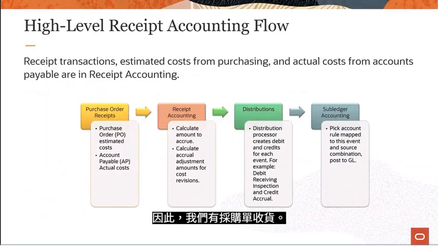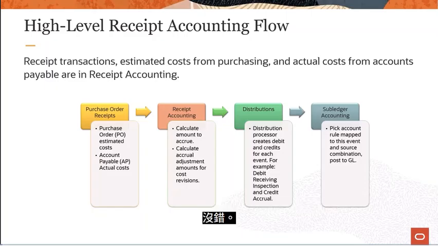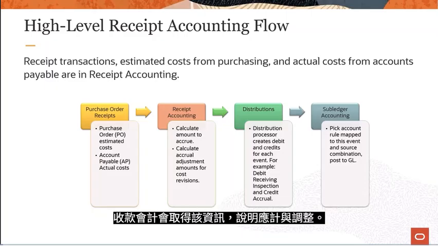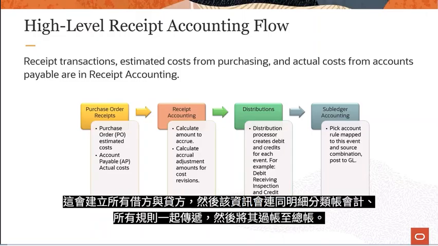So we have purchase order receipts. The purchase order has the cost information on it from the price. And when you bring it in, if you have any overheads associated to it, great, it'll pick those up. Receipt accounting takes that information, figures out the accrual and any adjustments. That information gets picked up through the distributions. That creates all of the debits and credits. And then that information gets passed along to subledger accounting, you apply your rules, and then post it to the GL.